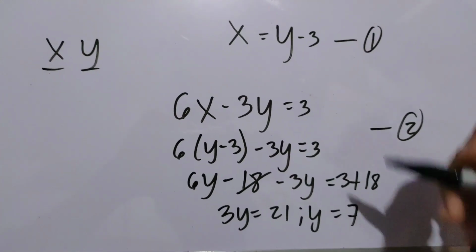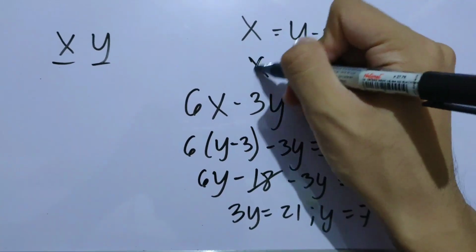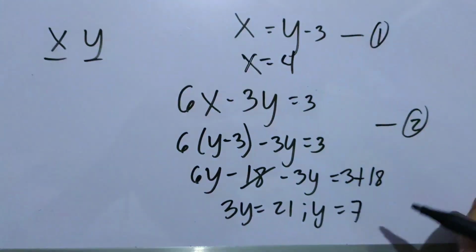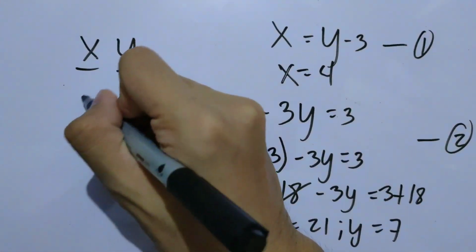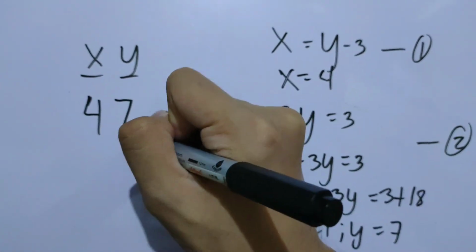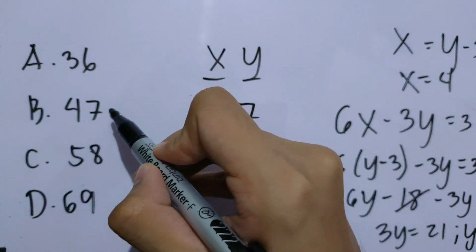So, ibig sabihin, yung x natin is equal to y minus 3. So, 7 minus 3, x is equal to 4. So, yung number natin is xy. So, 4, 7. Ang tamang sagot dito ay letter B.